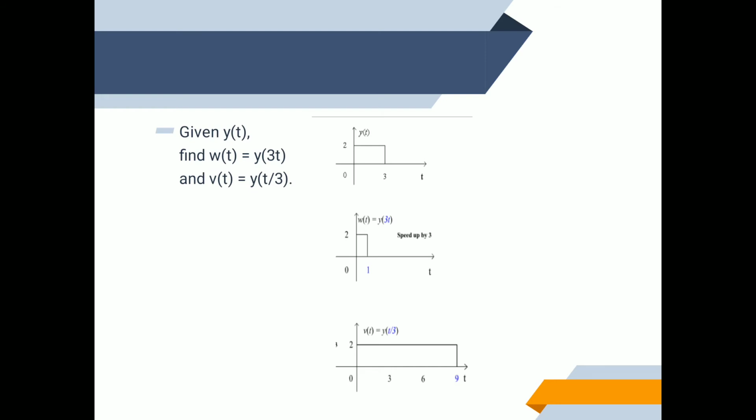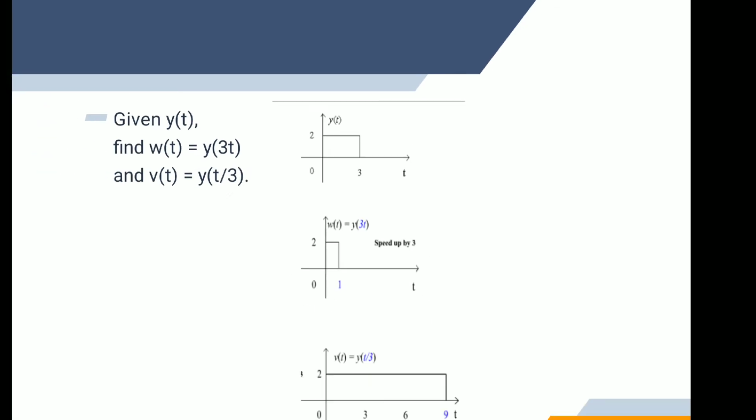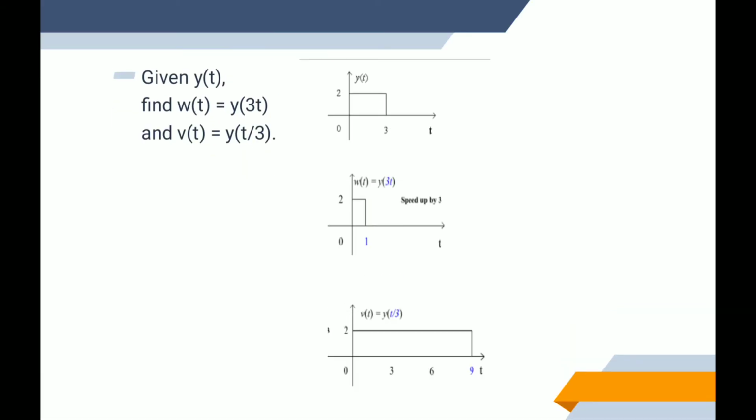Given y(t), find w(t) equal to y(3t) and v(t) equal to y(t upon 3). In the first figure, v(t) and y(t), and the second one is multiplied, w(t) equal to y(3t), sped up by 3, and the next curve is v(t) equal to y(t by 3). It means it is in expanded form, where the x limit is 0, 3, 6, 9.